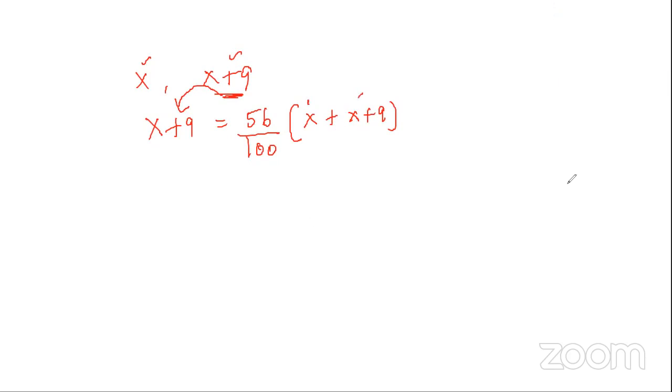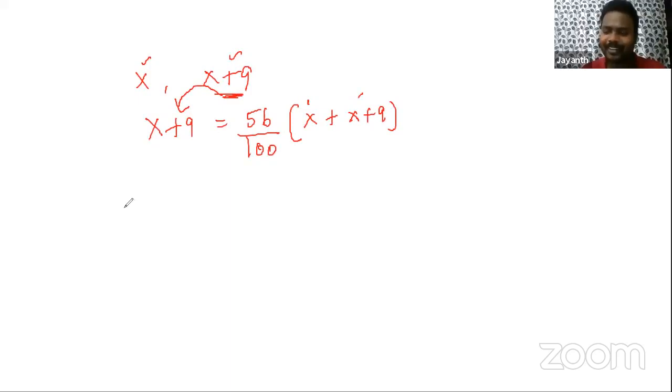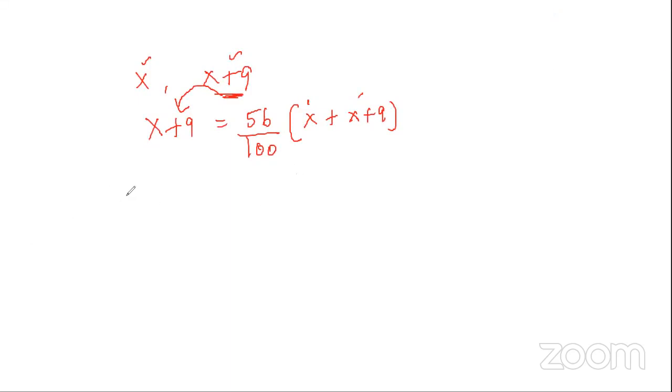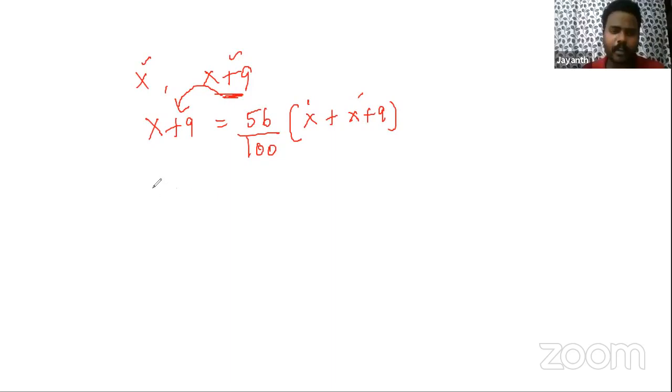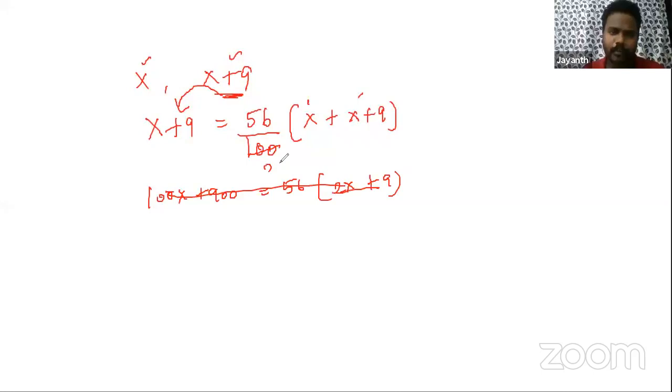Now you have to solve it. If you solve this one, we'll be getting 100x plus 900, which you can write as 56 into 2x plus 9. Instead of doing it this way, I'll just cancel this one. 25 fours are 100, 14 fours are 56. So this becomes 25x plus 225 equals 14 into 2x plus 9.